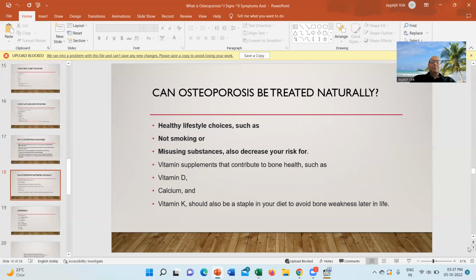Can osteoporosis be treated naturally? Healthy lifestyle choices such as not smoking or misusing substances also decrease your risk for osteoporosis. Vitamin supplements that contribute to bone health, such as vitamin D, calcium, and vitamin K, should also be a staple in your diet to avoid bone weakness later in life.